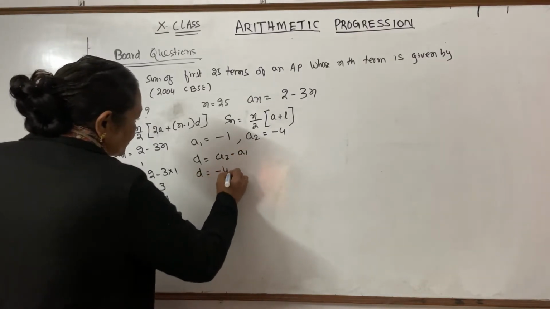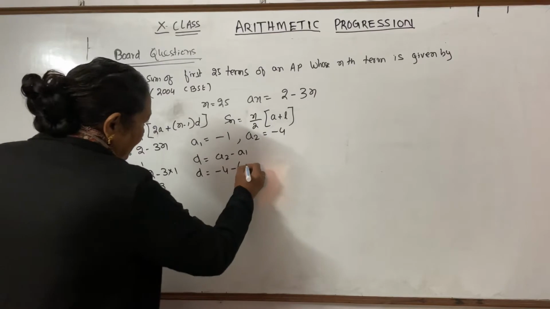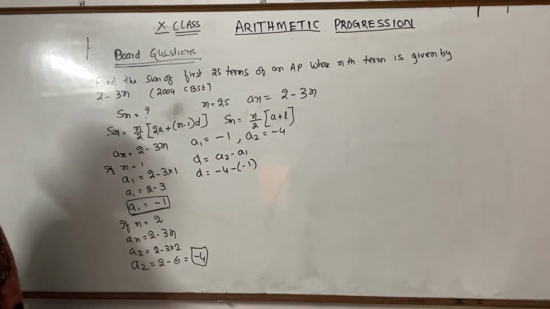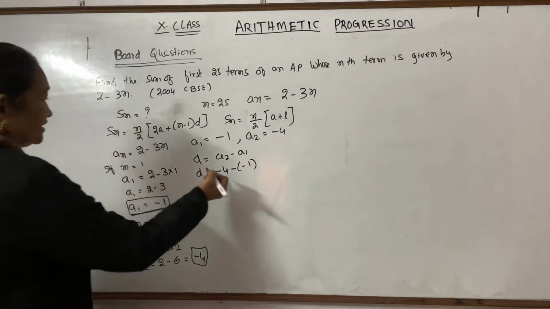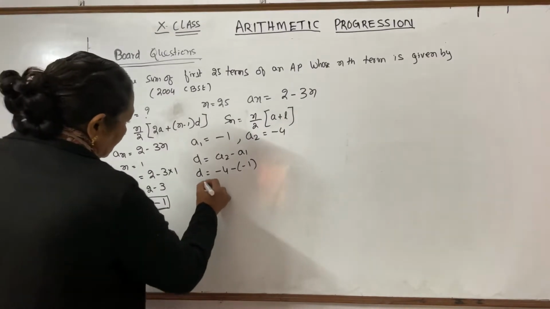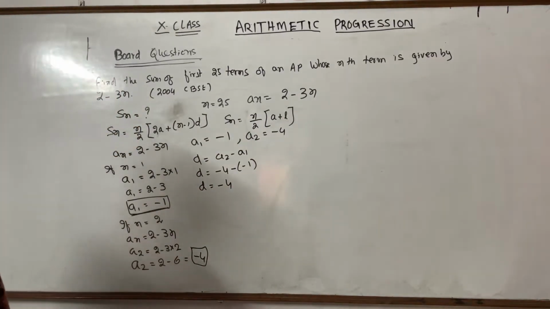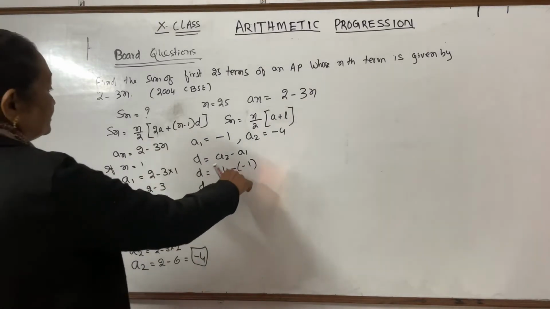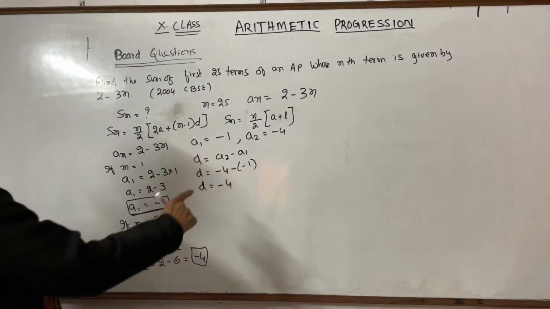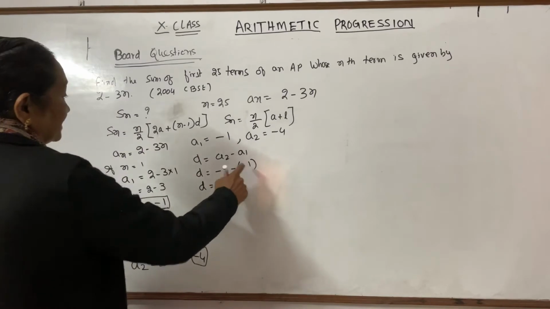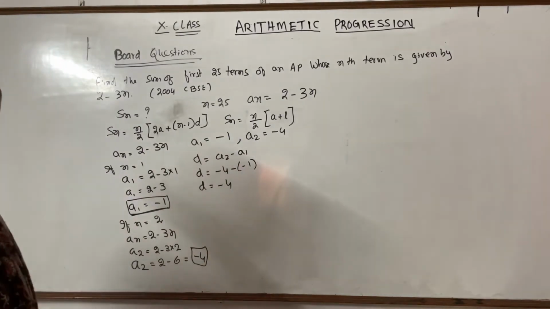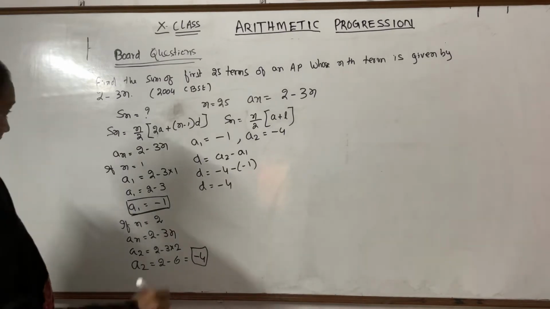A2 is minus 4 minus 1. A1 is what? Minus 1. Formula is A2 minus A1. So it is always better, when two signs are there, to put the bracket. With this sign, you have to multiply the sign which is inside the bracket first. Then you multiply the number.